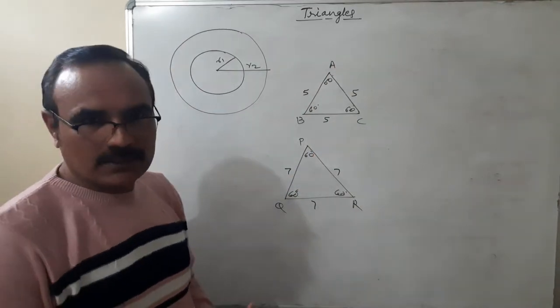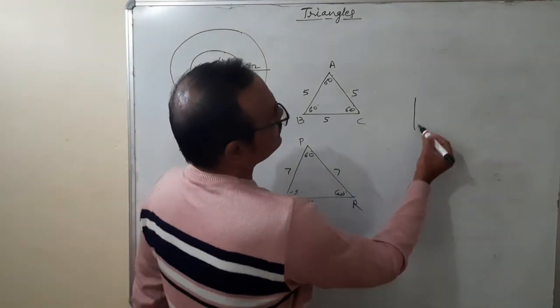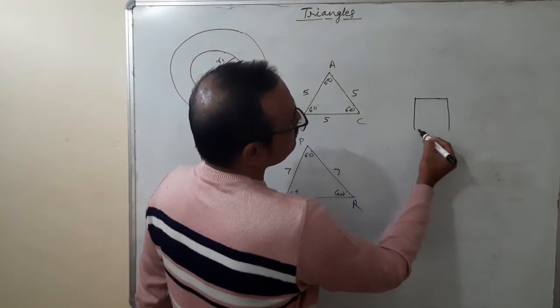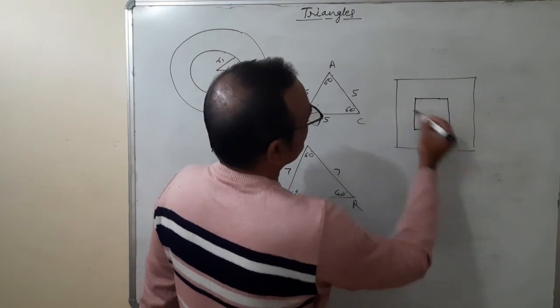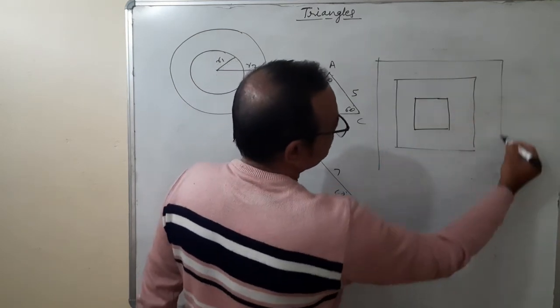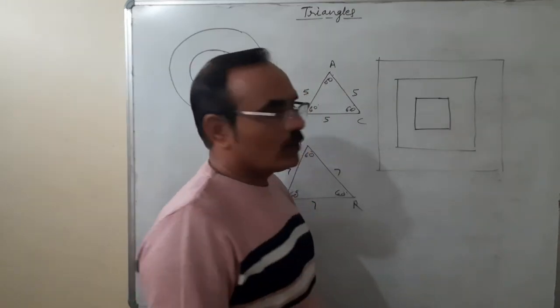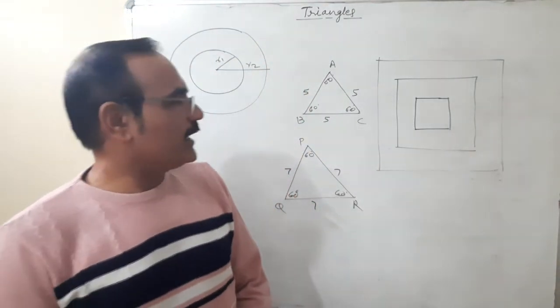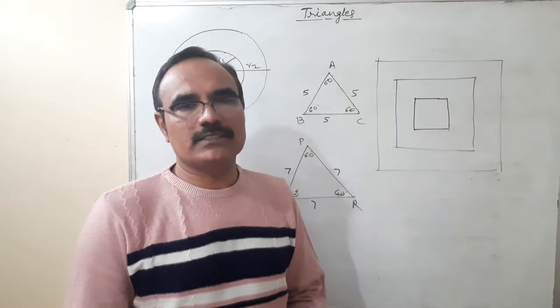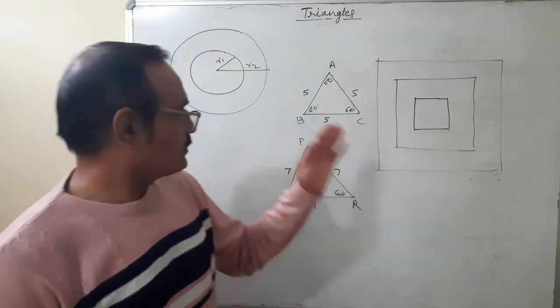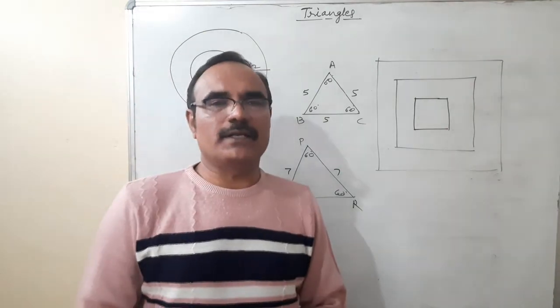Second example. Third example is there is a square, second square, third square. All the squares are similar. Reason? Because the interior angle of each square is 90 degrees, but it is not necessary that their sides are equal. So friends, these are the examples of similarity.